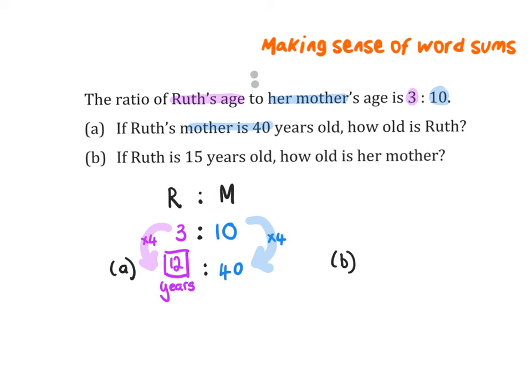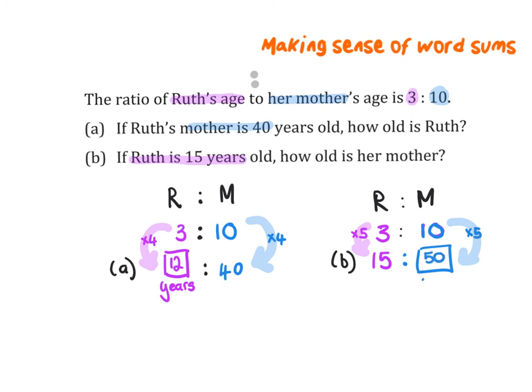So remember that we work with the same ratio of Ruth's age to her mom's age, which is 3 to 10. And in the second example, Ruth's age is given as being 15 years. So therefore, Ruth's age of 15 years goes under the 3, and we are looking for her mother's age. To go from 3 to 15, I multiplied by 5. And remember that what you do on the left-hand side, you also have to do on the right-hand side. So on the other side, I also multiply by 5, which means her mom is 50 years old, while Ruth is 15 years old.